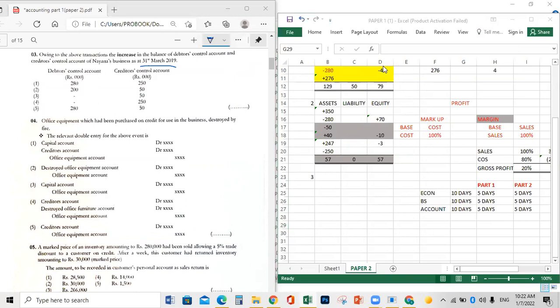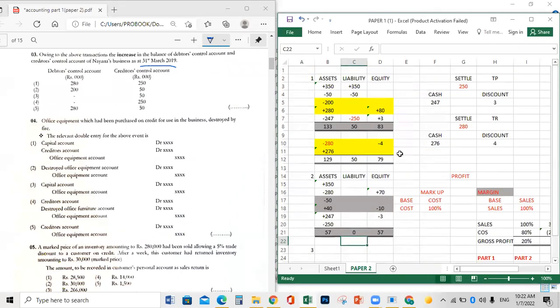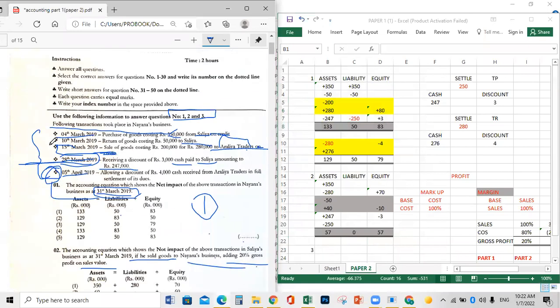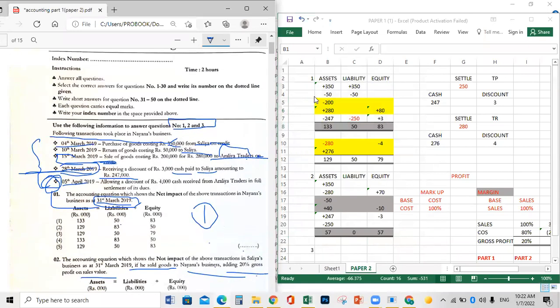Yes, Sarah, correct answer. So let's go to the question. Owing to the above, what is the increasing debtor control and creditor control? So guys, if I go to the first question, I think I can find from there itself. Only I will just choose the debtor and creditor.